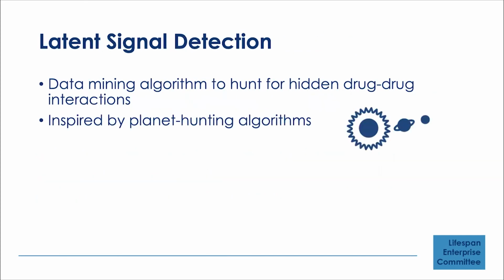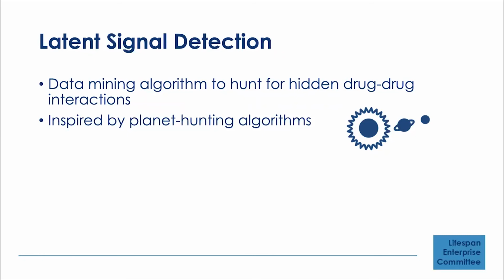We use an algorithm for data mining called latent signal detection. It's an algorithm we developed to identify adverse events that are occurring, even if there's no direct evidence of them available. In fact, it's inspired by how scientists hunt for planets. Instead of looking for the planet directly, which would be almost impossible with our technology, what we do is we look for the effect of a planet on the star, and that we can observe.